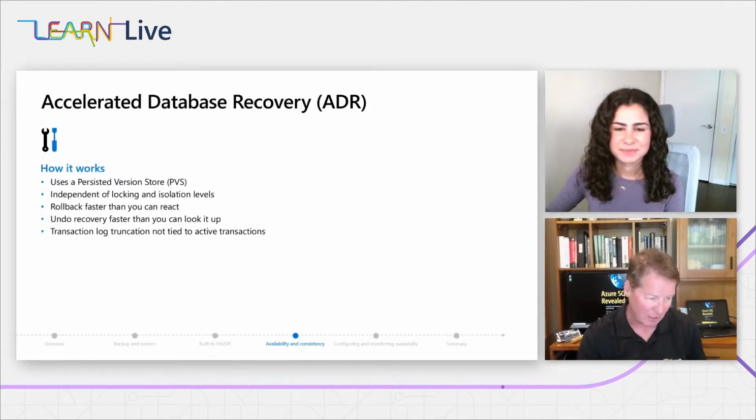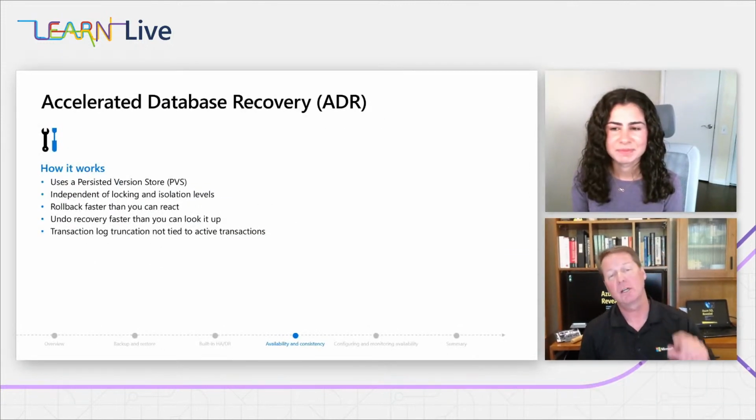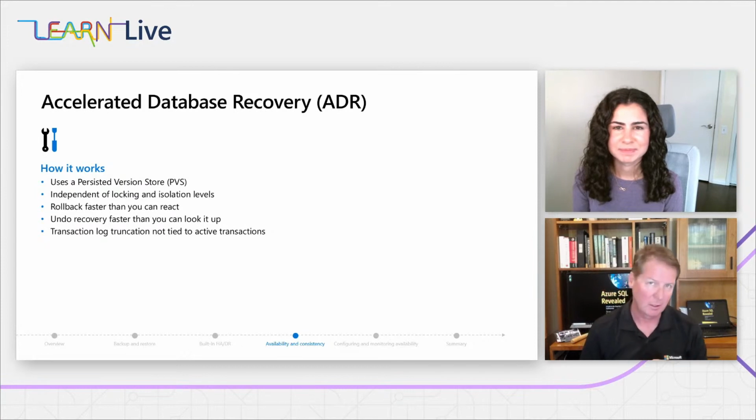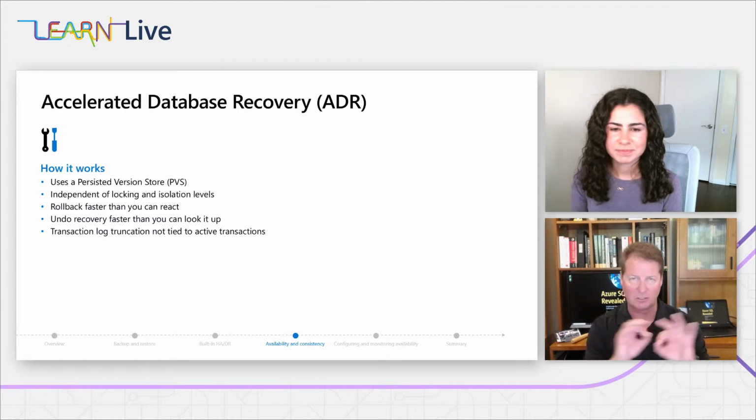And so it's really interesting how this technology works. Let's talk a little bit about it, okay? Then we'll see a little demonstration. So first of all, from an ADR perspective, we're going to use a persistent version store in the database, not the version store in TempDB. We're going to record versions in your database to make things faster. Now, it's independent of locking and isolation levels, so all that stuff just still works. Regardless of our versioning, we're doing this all the time.